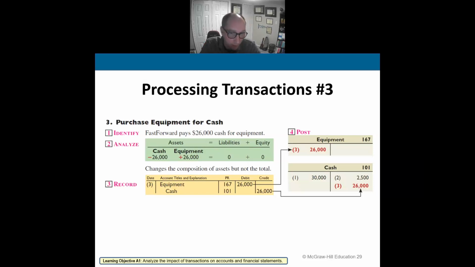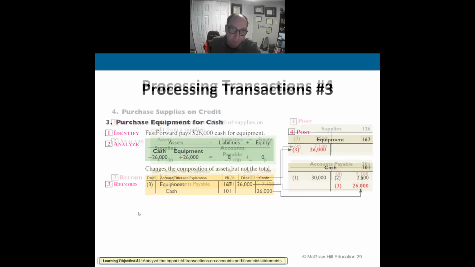Here's another transaction. I'm purchasing some equipment. Equipment, as we know, is an asset. I identify what happened. I analyze the effect on the accounting equation. Cash went down, equipment went up. They're both asset accounts, so they equal out. I debit equipment, whatever it is, a truck, whatever, $26,000, and I credit cash, $26,000, and I post those to my general ledger accounts.